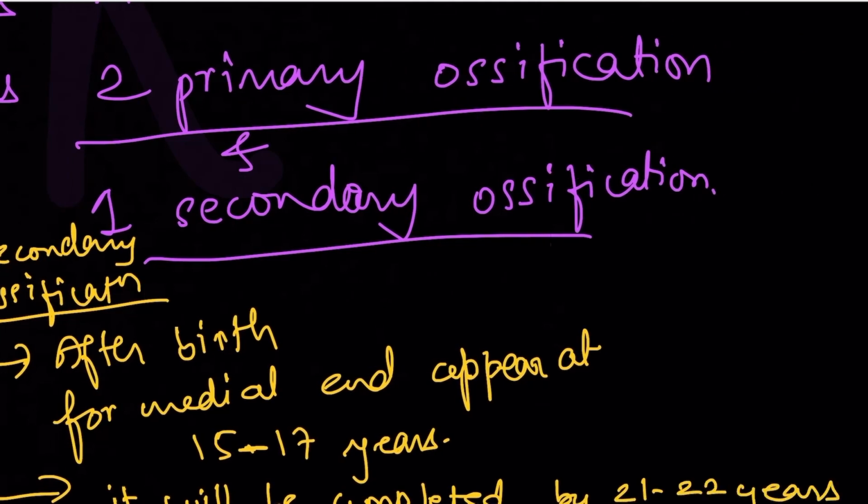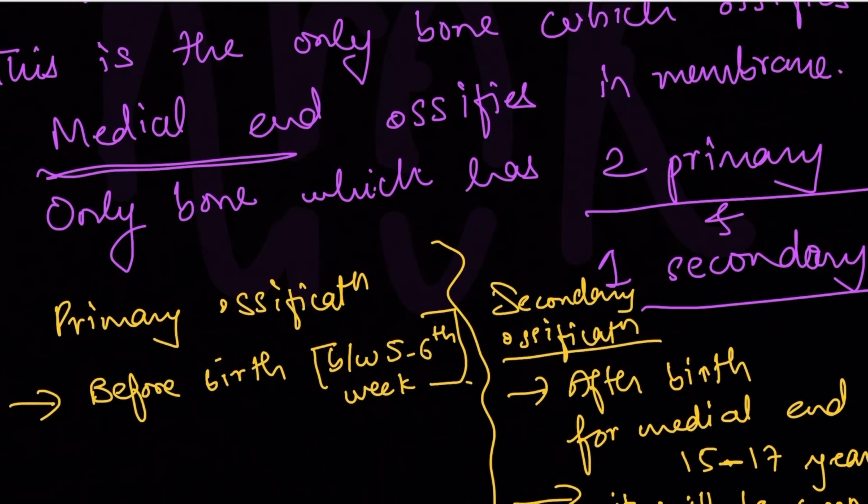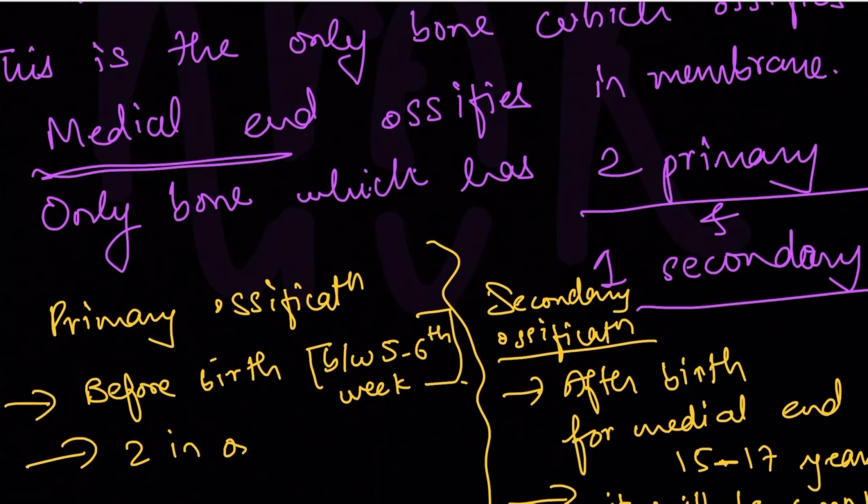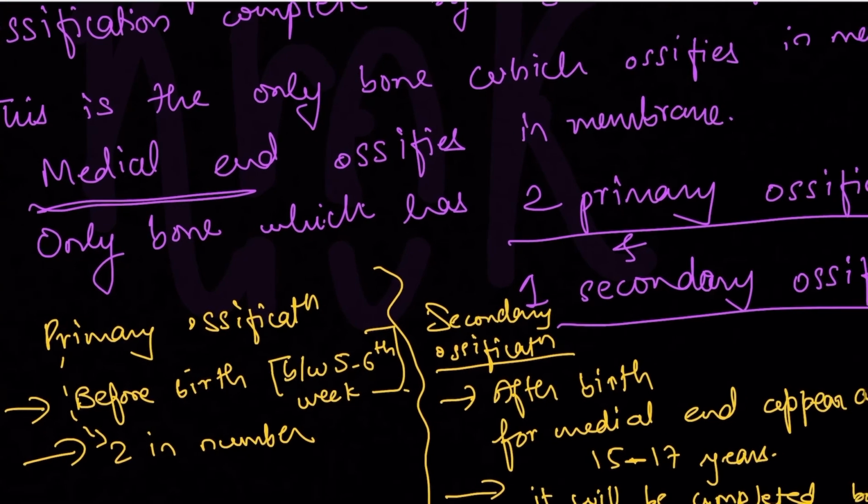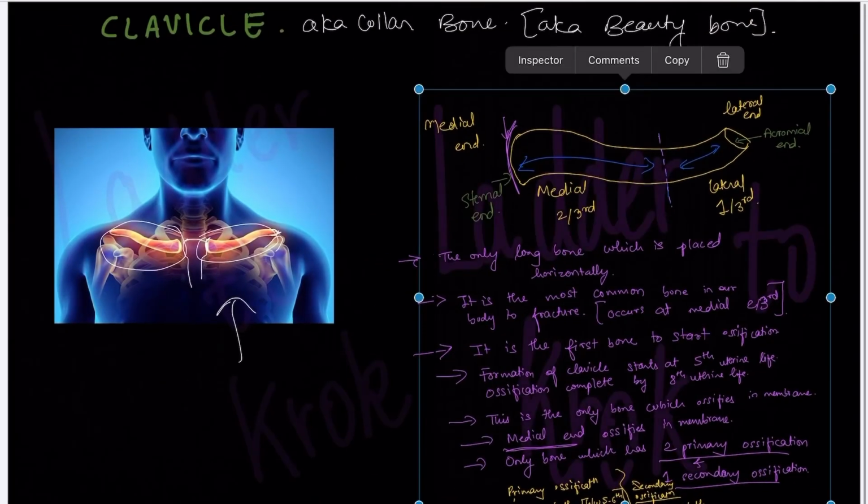Okay, and primary ossification centers are 2 in number. Primary ossification centers are 2 in number. Okay, so that's it about the clavicle. I hope everything is clear.